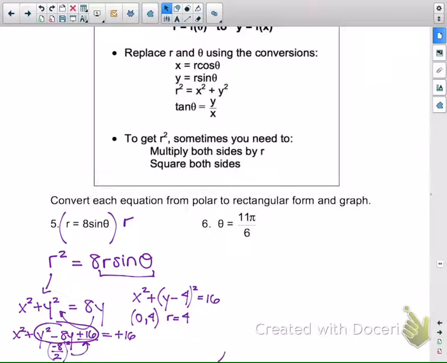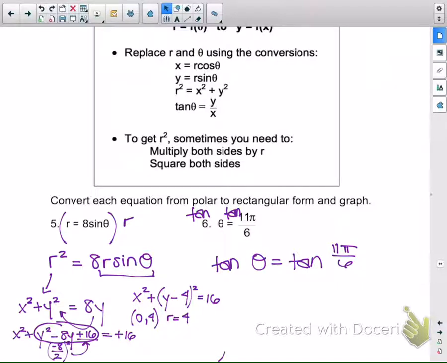Number 6. Look at your formulas. Is there anything to replace a theta with? No. What do I need there to replace the theta? A tangent. Is there anything preventing me from taking the tangent of both sides? What's the rule in algebra? If you do something to one side, you have to do it to the other. As long as I take the tangent of both sides, I am okay. Tangent of theta equals tangent of 11 pi over 6.